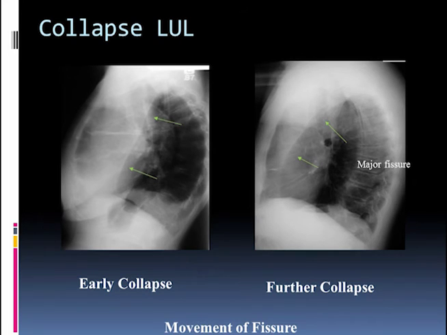And here are the lateral views for these two. So early collapse, we have a lot of consolidation in the lung, and here's the fissure. You can see the major fissure there. And as the lung collapses further, that fissure moves forward, and the area of consolidated lung becomes smaller.